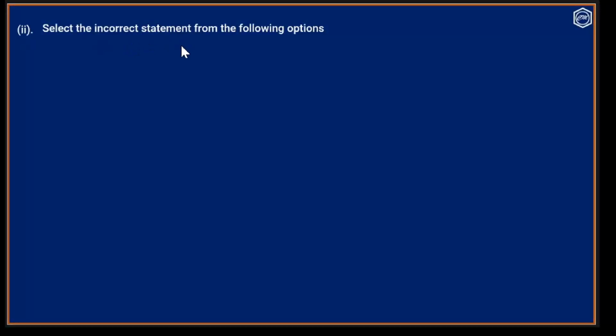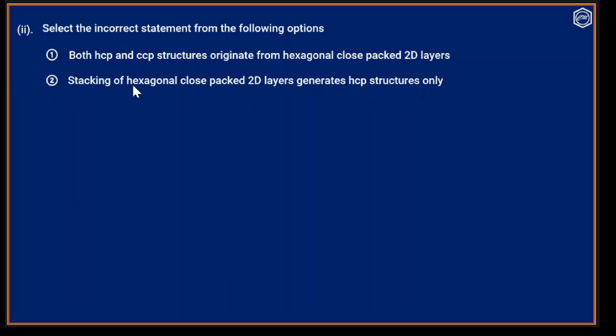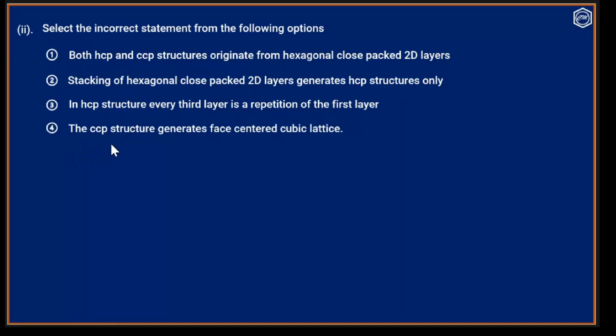Select the incorrect statement from the following options. Both HCP and CCP structures originate from close packed 2D layers. Stacking of close packed 2D layers generates HCP structure only. In HCP structure, every third layer is a repetition of the first layer. CCP structure generates face-centered cubic lattice. So we have to select the incorrect statement.